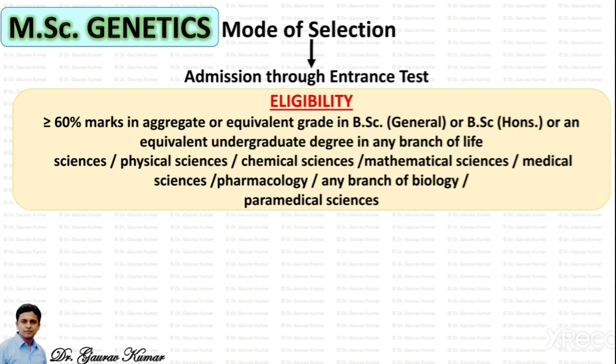And the eligibility is you should have greater than 60% marks in aggregate or equivalent grade in BSc General or BSc Honors, or an equivalent undergraduate degree in any branch of life sciences, physical sciences or chemical sciences, or even mathematical science, medical science, pharmacology, or any branch of biology or paramedical science. So they are quite flexible in their subject choice.